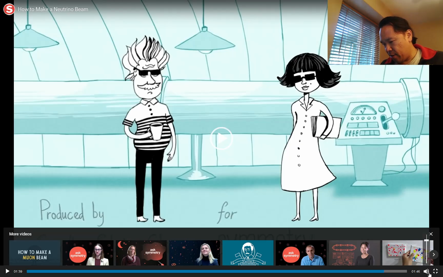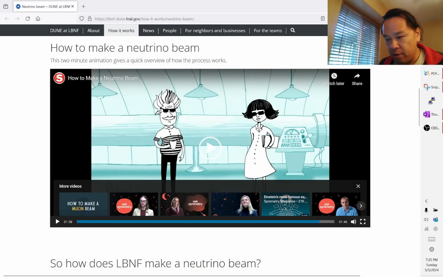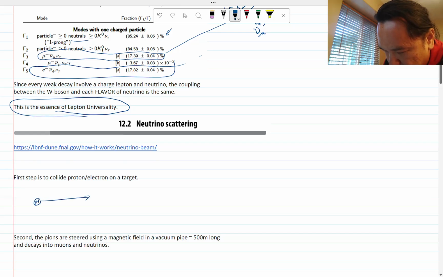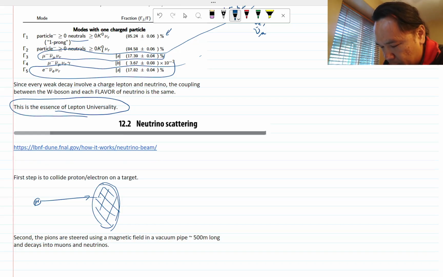Okay, so let's go back to my little sketch artist version of it. Okay, so that's the animation. I think it's just some funny music. So let's go through that process just real quick once again. Right, so you have a beam of protons, and you're smashing it onto some sort of thin target. Okay, doesn't have to be graphite, but I think that's what they're using right now. Just something with nucleus in it.